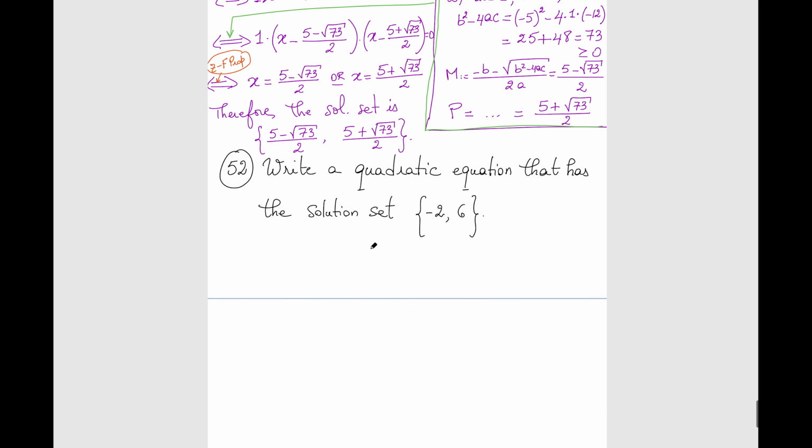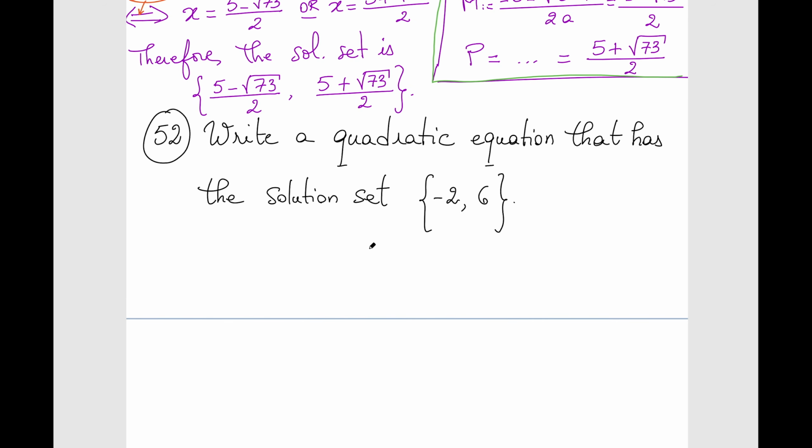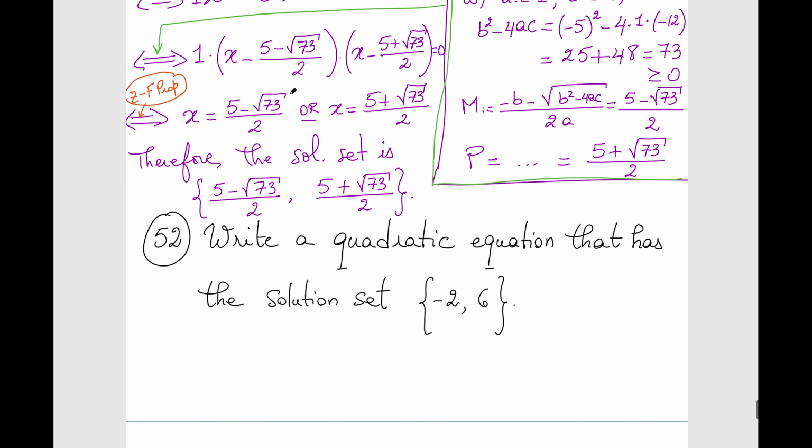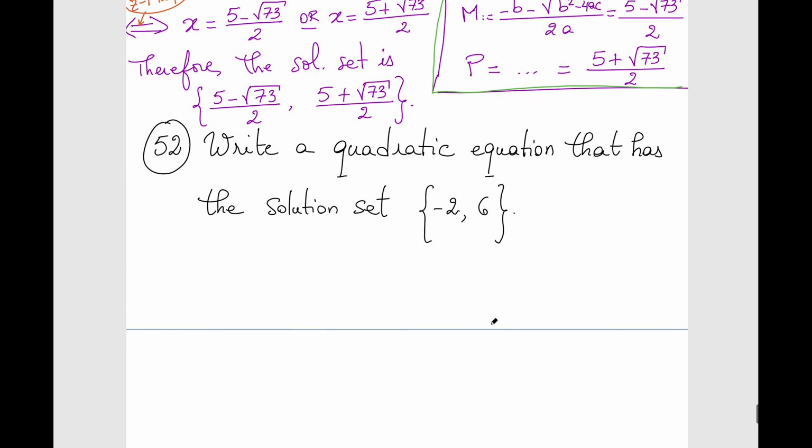Finally, question 52. Write a quadratic equation that has the solution set negative 2, 6. So now they're giving us the solution set, and we want to find a quadratic equation. I emphasize the indefinite article "a" because you're going to see there are infinitely many quadratic equations with such a solution set. So how can I come up with a quadratic equation with such a solution set?